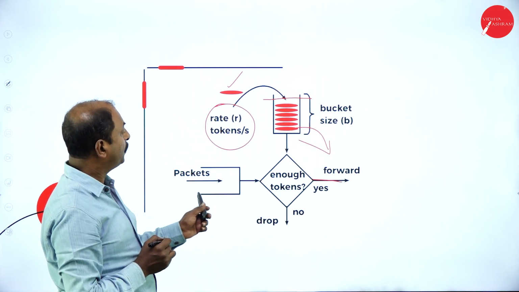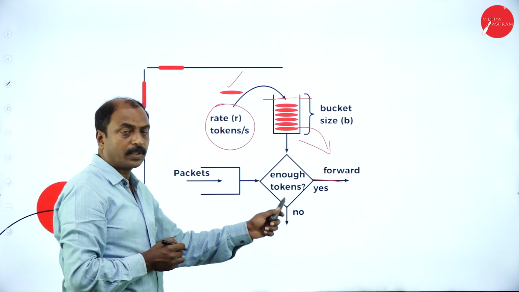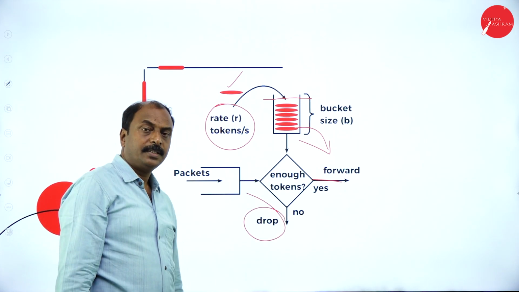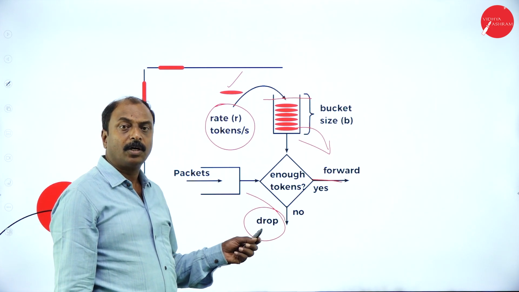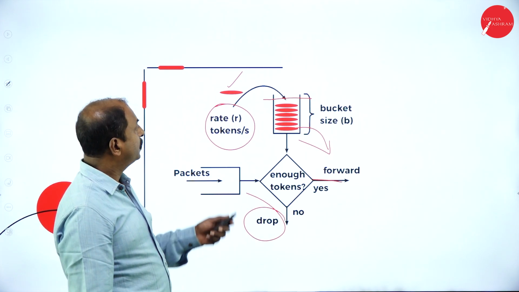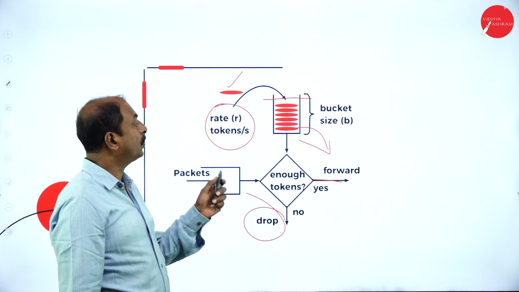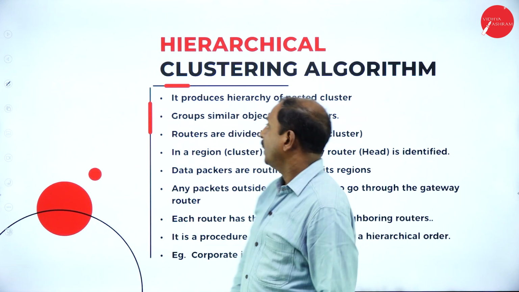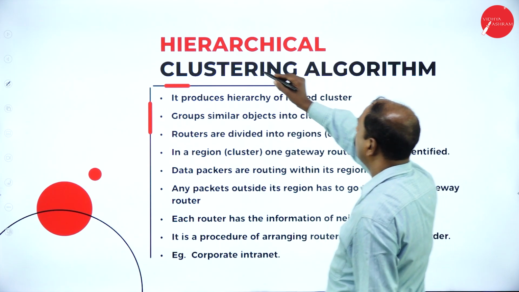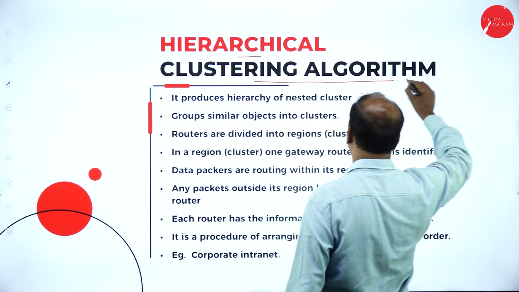the network. Suppose there are not enough tokens here in the bucket, then the data packets are dropped here and the data packets are not moving in the network. So this is the concept of the token bucket algorithm. In the next slide, we will see another type of algorithm, that is the hierarchical clustering algorithm.